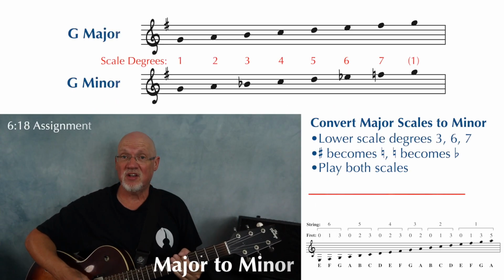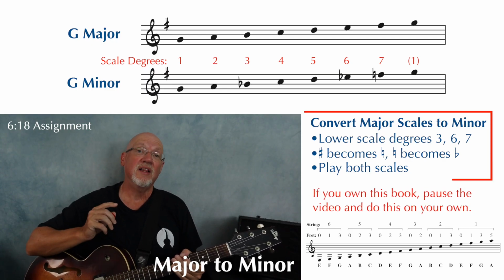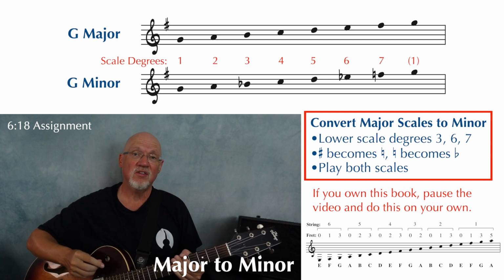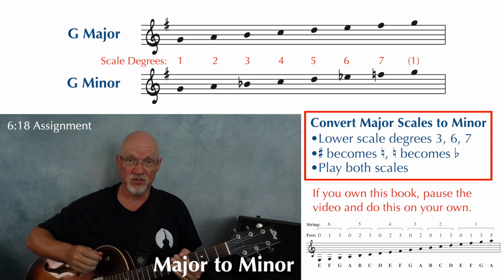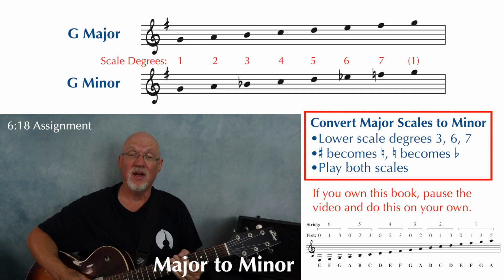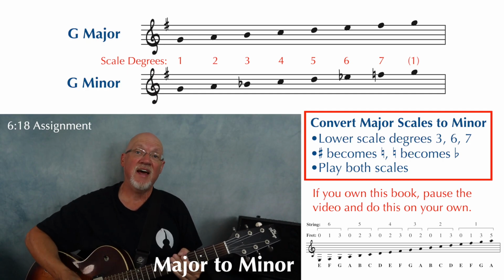At the bottom of page 79, we have a written exercise. I've written out some major scales. What I'd like you to do is convert those into minor scales by lowering the third, sixth, and seventh scale degrees, in other words, the third, sixth, and seventh notes of those scales by a half step. Now keep the notes the same. Don't change the notes. Just change the accidental.